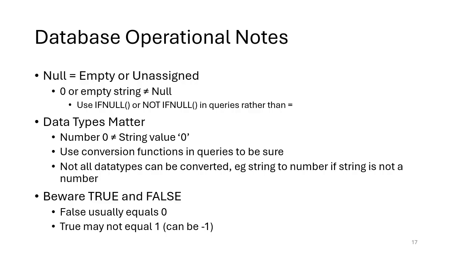Another thing to be aware of is true and false. False often equals 0, which is fine, but true may be 1, but it can be -1. So be careful when you're converting from one format to another or comparing values between databases. You might try to do if true equals 1, and that would fail because in one language true is 1, but in the other language true is -1 and they're not the same. So that's another thing to be careful of.